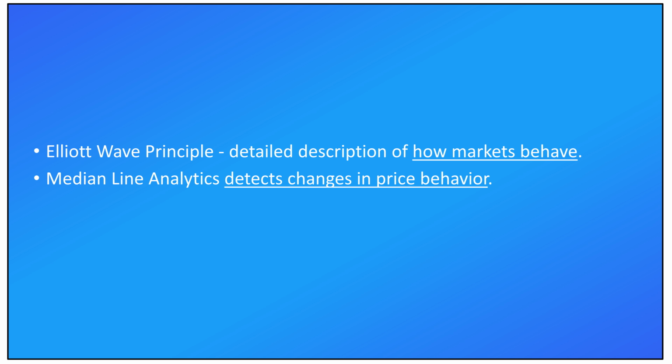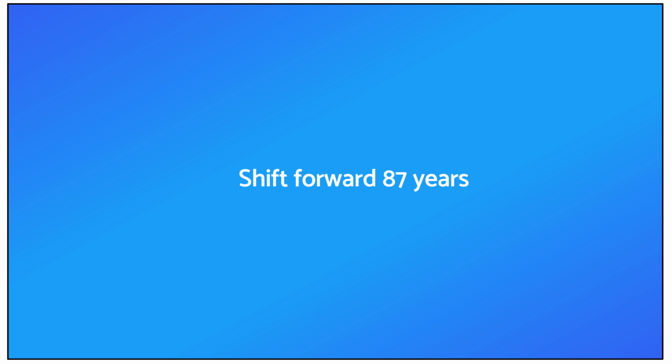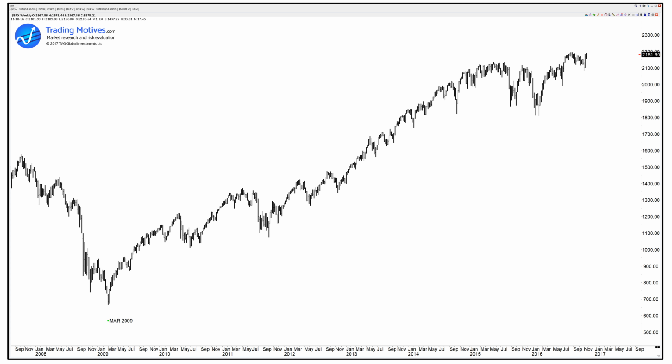The examples I showed you before on the charts were from the 1930s. Let's shift forward 87 years and apply the methods to current charts. Here's a chart of the S&P 500, weekly basis. Here are the significant pivots that you can see.